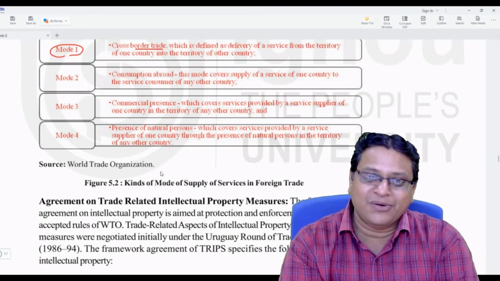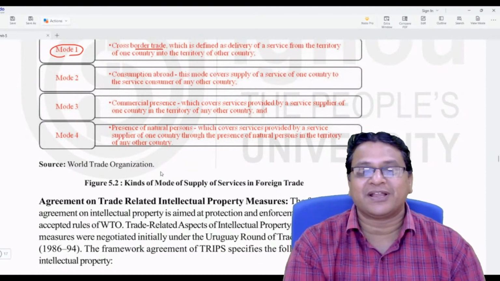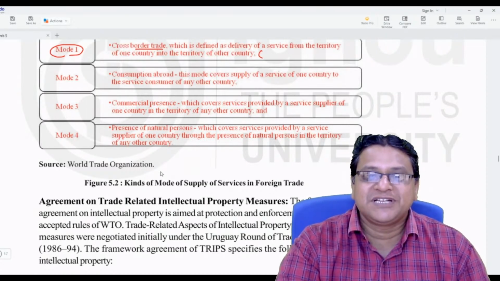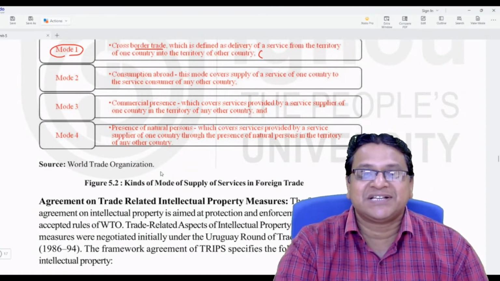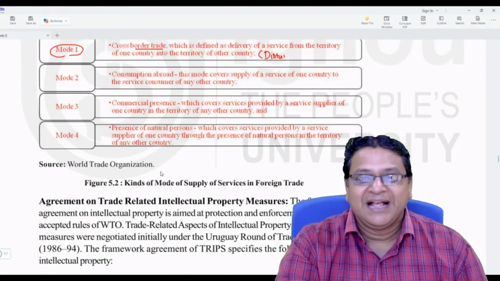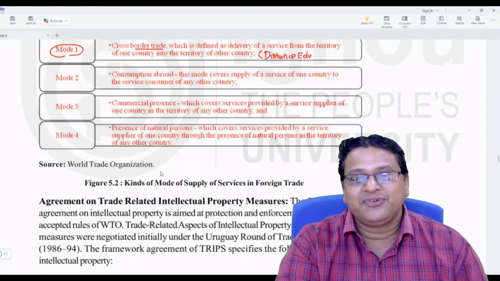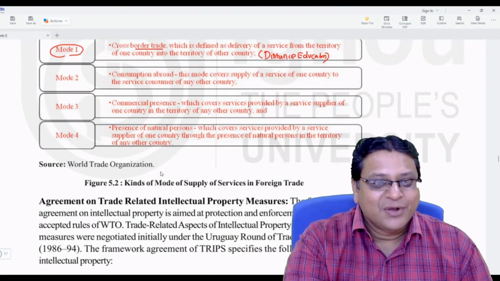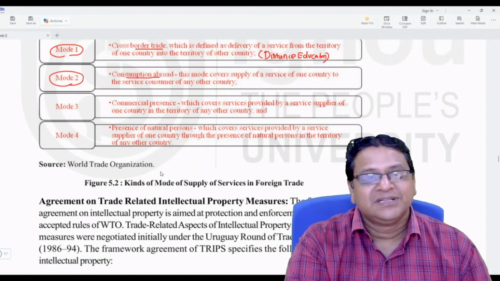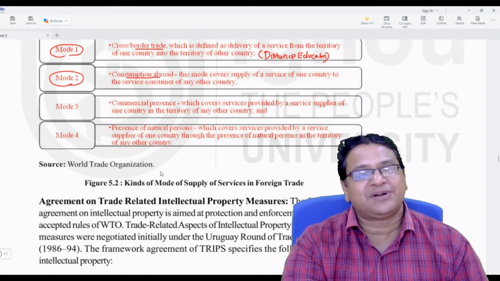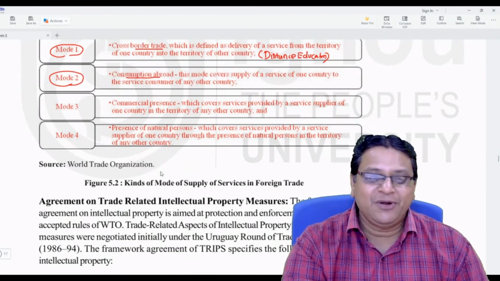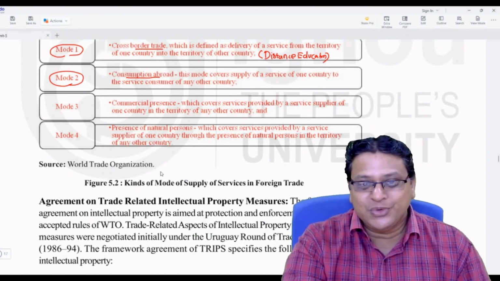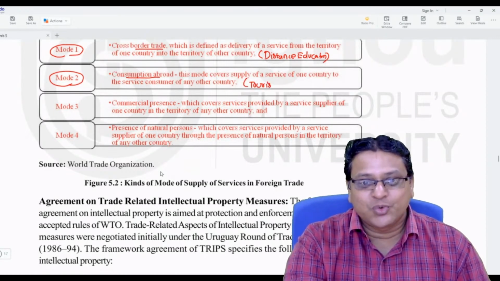You remain in your country but provide service in another country. For example, suppose Harvard Business School has started distance education, and by sitting in India, I can get the education of Harvard Business School. That is mode one, cross-border trade. The second one is consumption abroad. In order to get the service, I have to go to the foreign country. Let's take an example: tourism is mode 2.